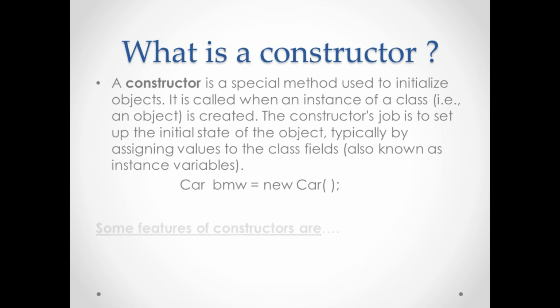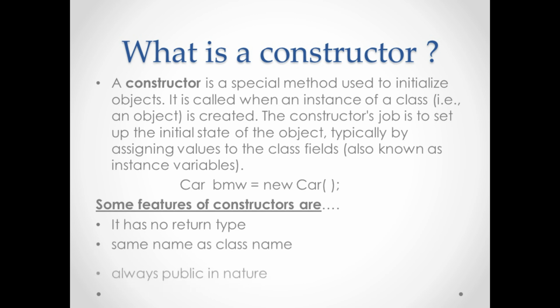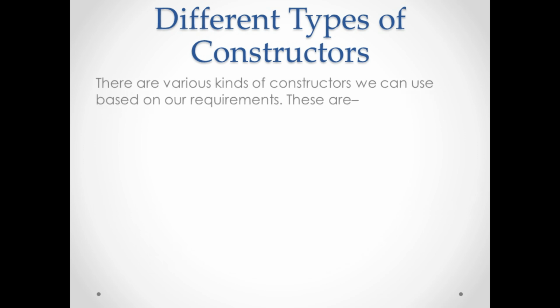Now let's discuss some features of a constructor. Number 1. No return type. Even though they look like methods, they don't have a return type. Number 2. It must have the same name as the class name. And number 3, it is always declared public, so that any other class can create an object of this class by invoking the constructor. Now let's see what are the different types of constructors we can work with.